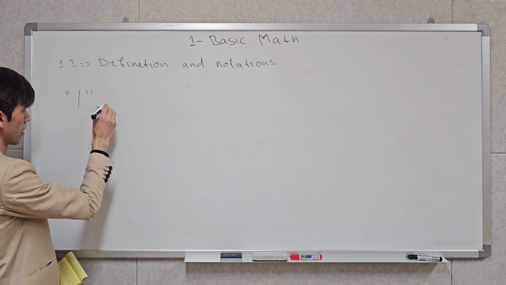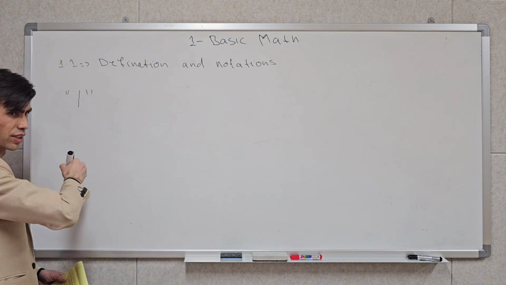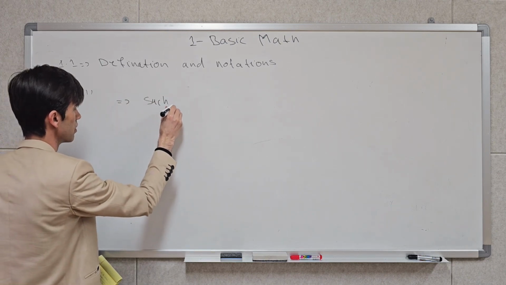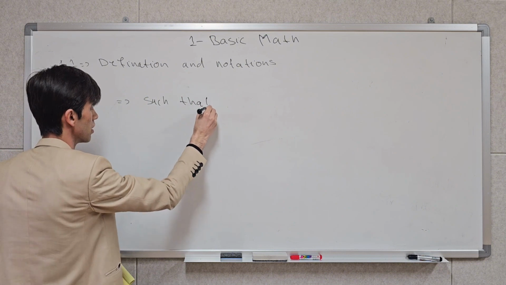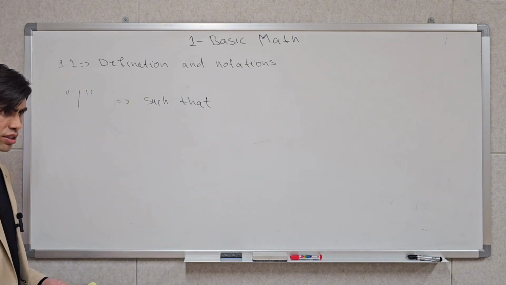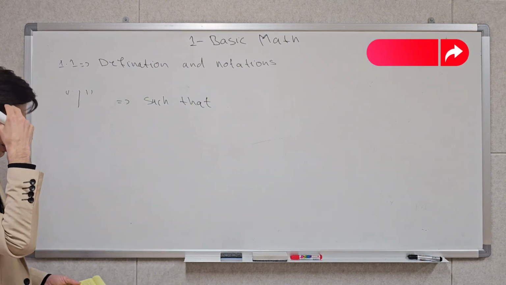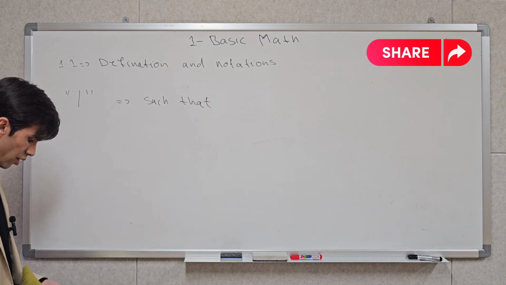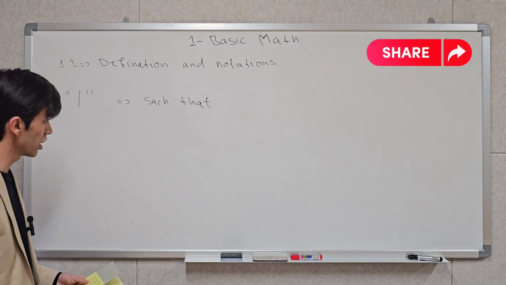This sign, it's like a vertical line. It means such that. Mostly in set theory we use this sign. So when we come to set theory, we will use more of these things.